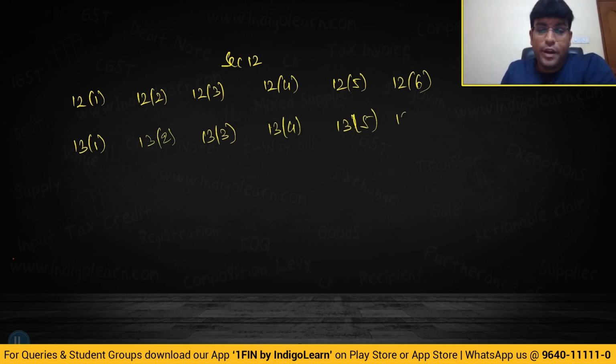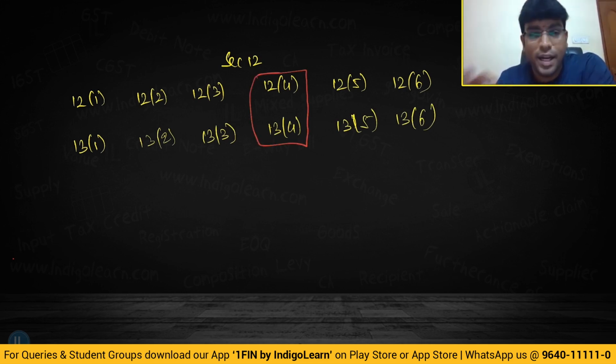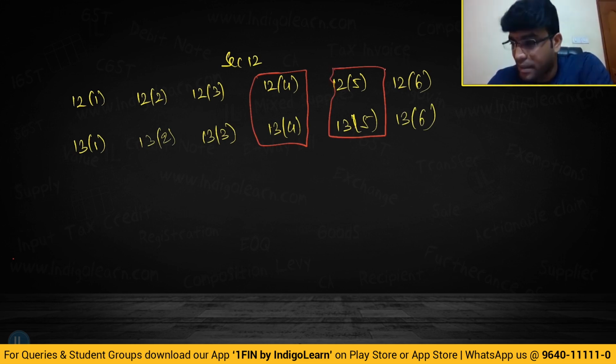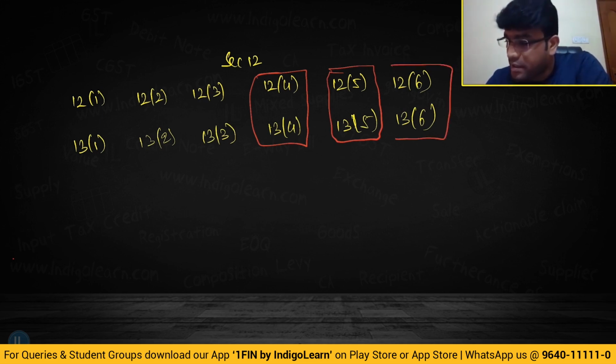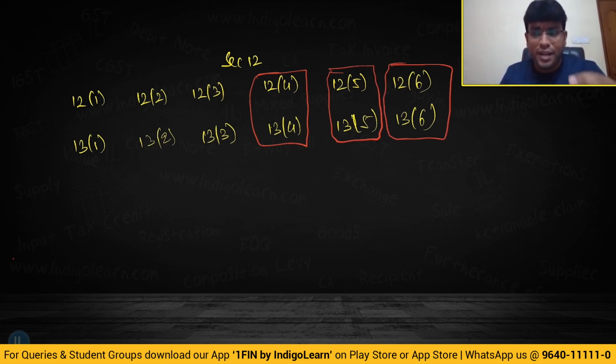Now why did I write this here? I'll tell you. 12.4 and 13.4 both are same. 12.5, 13.5 both are same. Now when I say same, it doesn't mean I will not tell the concept. Same means the concept is the same in both goods as well as services. 12.6, 13.6 also concept is same. So we'll learn them together. 12.4, 13.4 we'll discuss together. 12.5, 13.5 together. 12.6, 13.6 also together.